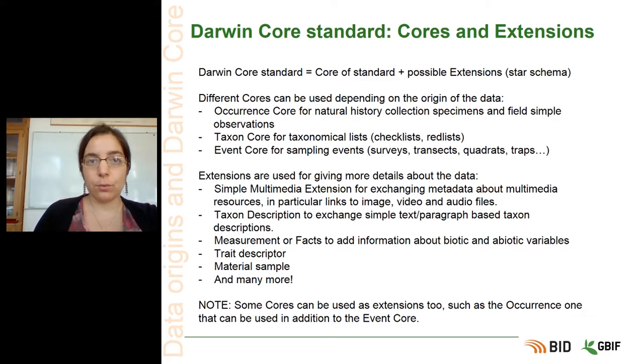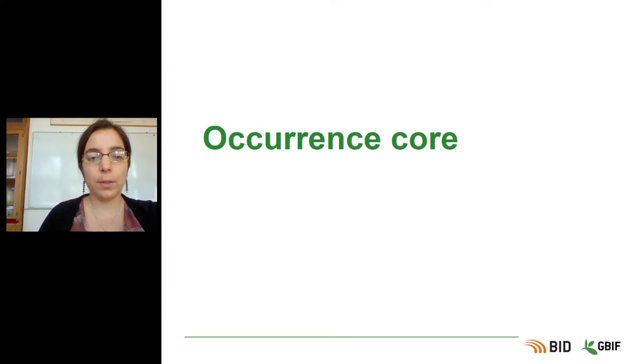So you just have to take note that some cores can be used as extensions too, such as the occurrence core that can be used in addition to the event core. So we're just going to have a look at what is the occurrence core.